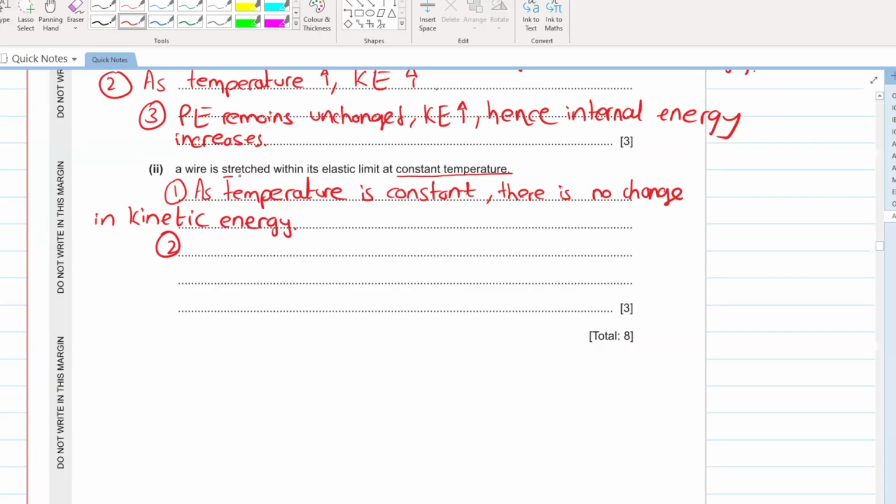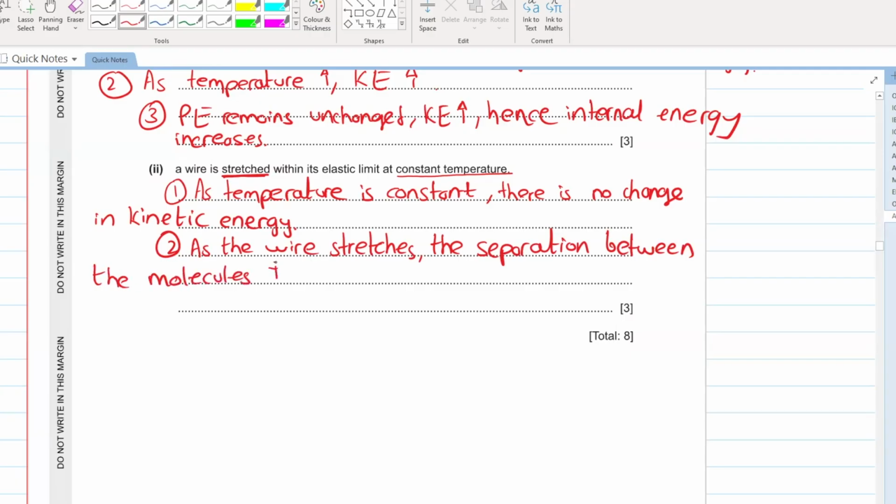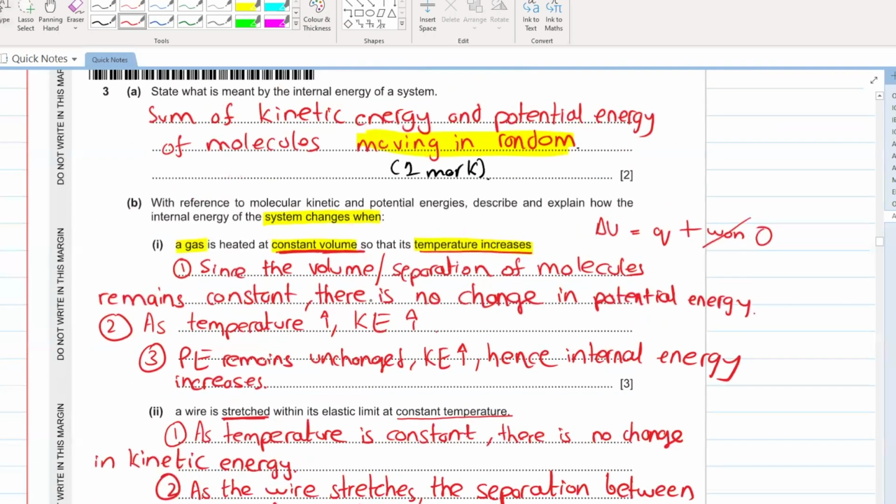Beta, since you are stretching the wire, how will we write this? As the wire stretches, the separation between the molecules increases. As separation between the molecules increases, what will happen? Potential energy increases. What will you write as the last statement? Internal energy increases. All clear in this question? Yes or no? Is everything clear in this question?